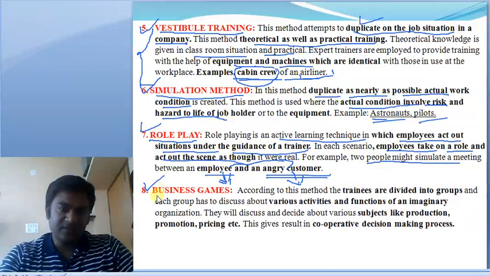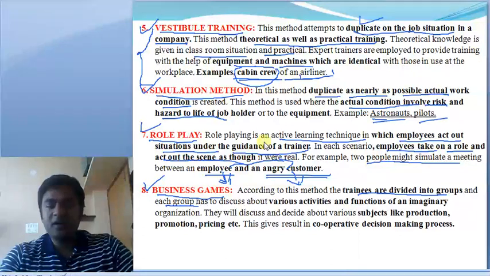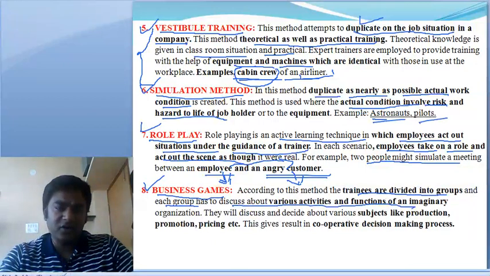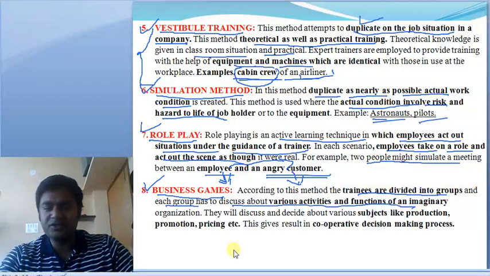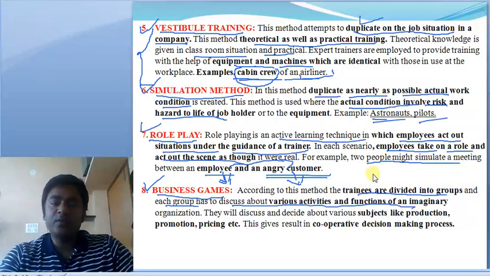The last method is the business game. In this method, the trainees who have come for training are divided into groups, and they have to discuss various activities and functions of an imaginary organization. Again, an imaginary organization is given. This group of trainees will discuss and decide about subjects like production, promotion, and pricing.